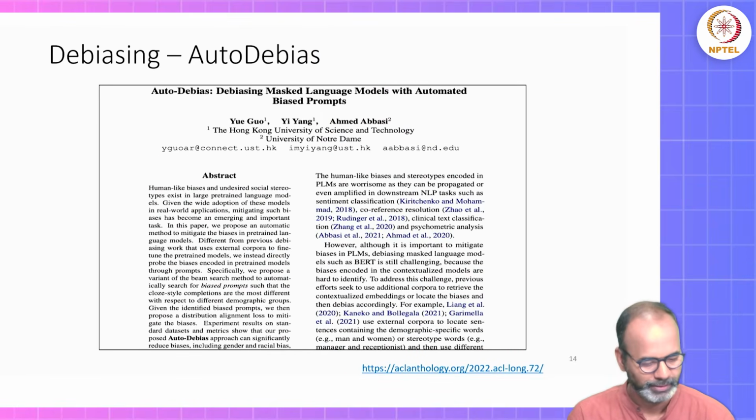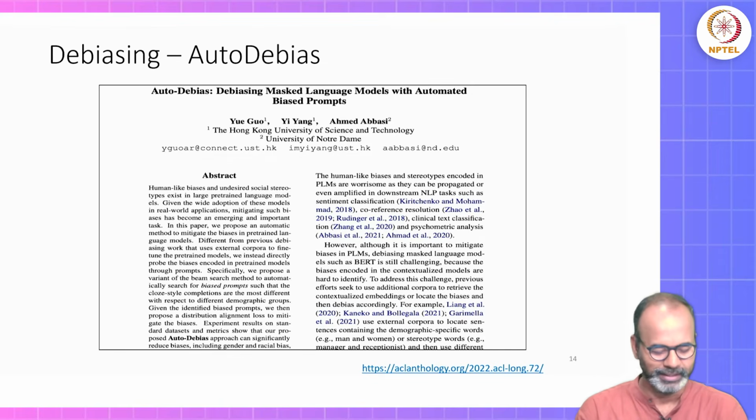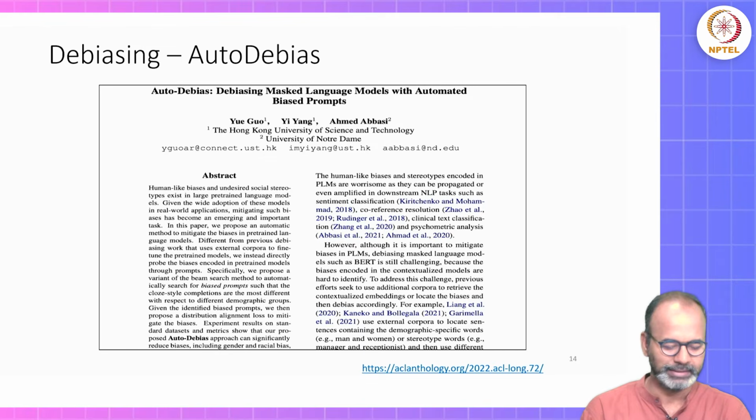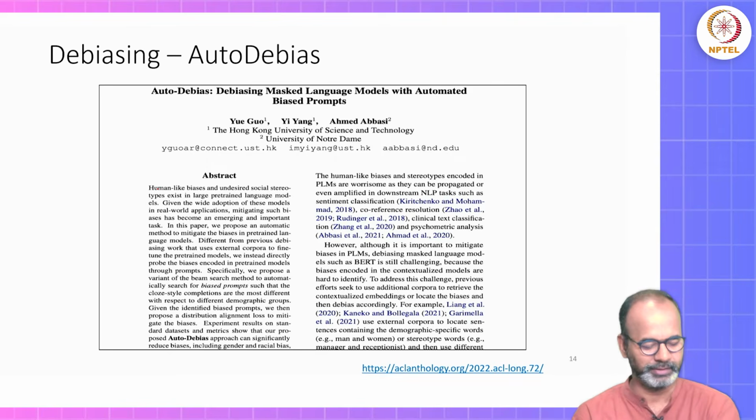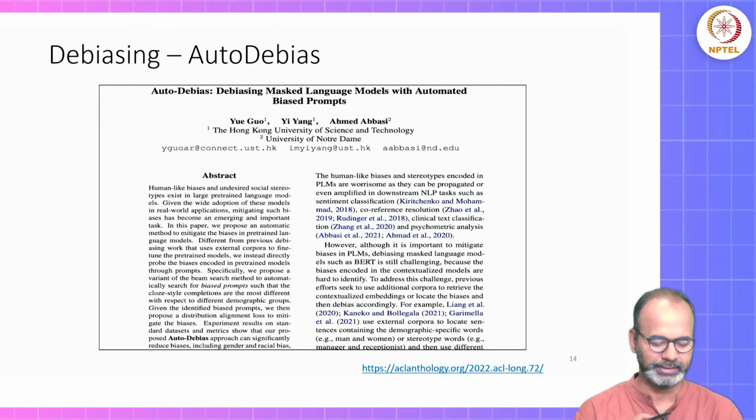Okay. Now let's look at the next method, Auto-Debias: Debiasing masked language models with automated biased prompts. It just builds on what I just now said. So human-like biases and undesired social stereotypes exist in large pre-trained language models. Given the wide adoption of these models in real-world applications, mitigating such biases has become an emerging and important task.